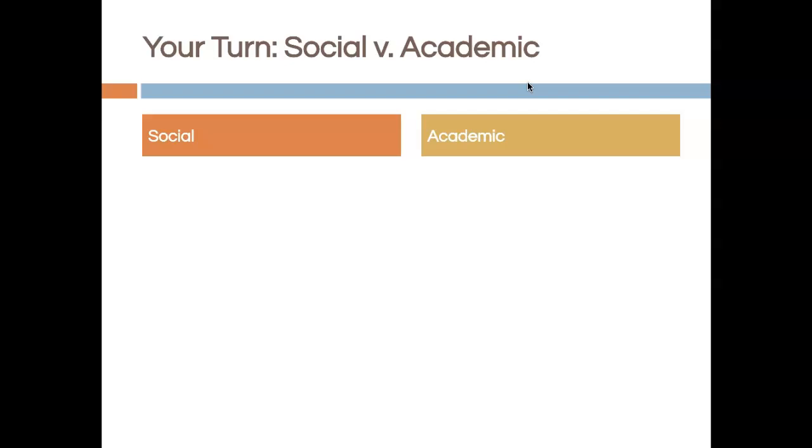Okay, now that we've gone through those, I want you to come up with your own examples. Come up with an example of a time when you would use social language and a time when you would use academic language.